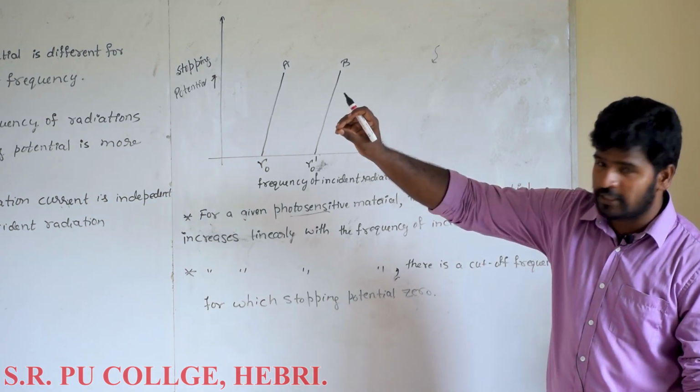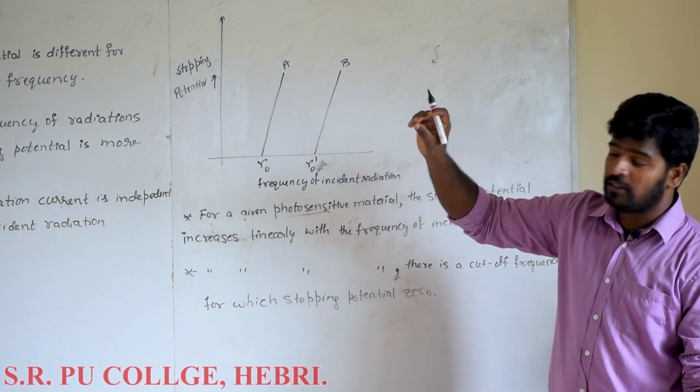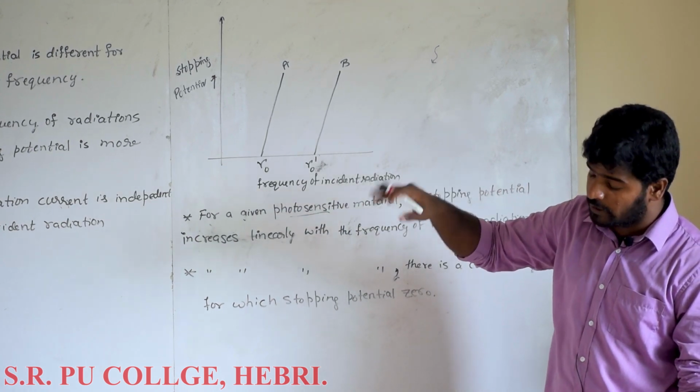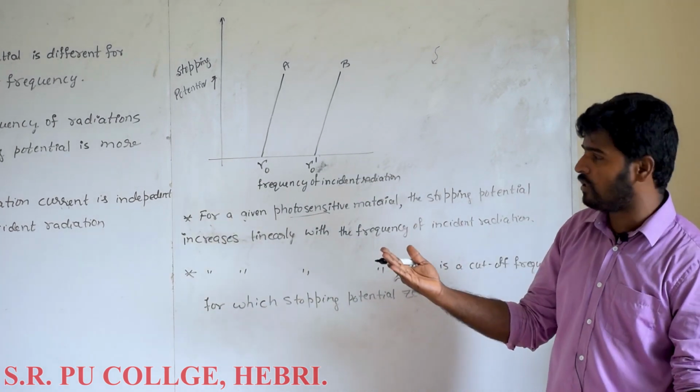As the intensity increases, the photoelectric current increases. As the frequency increases, the speed of the electron increases. Speed of the emitted electron increases. Thus, the kinetic energy of the emitted electron increases.